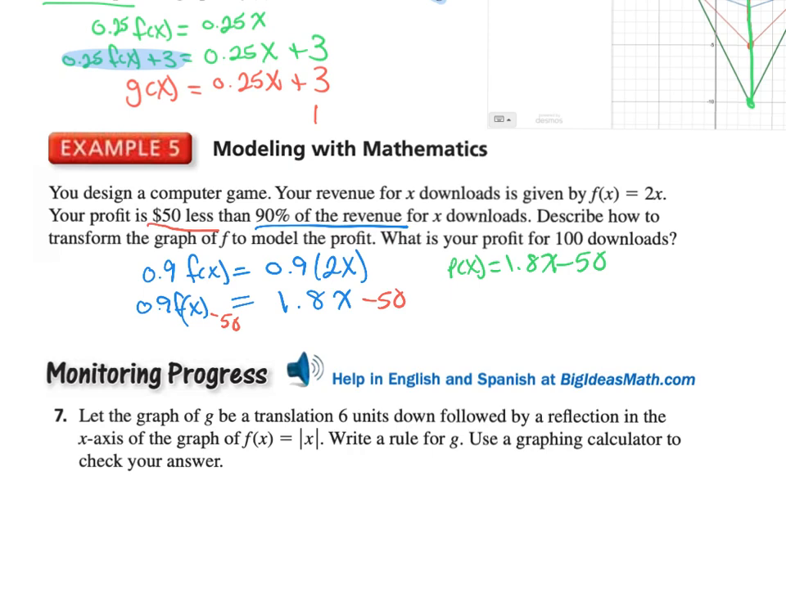The second part of this question asks, what is your profit for 100 downloads? So guess what? Remember what x is? x is the number of downloads. So we plug it into the function we just wrote. So we do P of 100 equals 1.8 times 100 minus 50. So that is 180 minus 50. So that is 130. So $130 is our profit when we have 100 downloads.